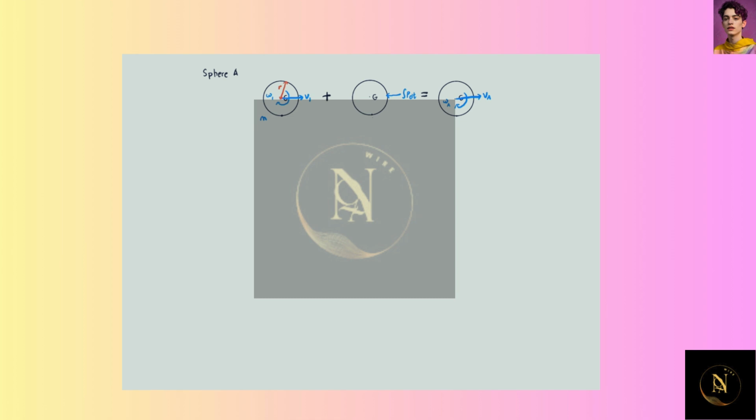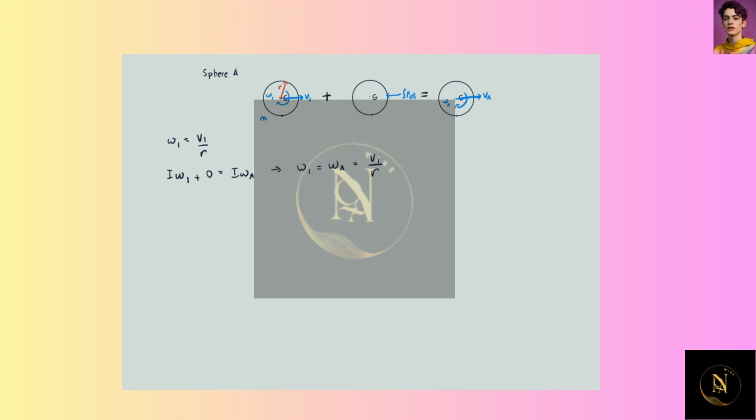I have here a sketch of the scenario. Since, according to the problem, sphere A is initially rolling without slipping, we can say that omega 1 is equal to V1 over R. Now, applying the principle of impulse and momentum and taking the moments about point G, the center of the sphere, with clockwise as positive, we have I omega 1 plus 0 equals I omega A. From this we can see that omega 1 is equal to omega A, so omega A is also equal to V1 over R.